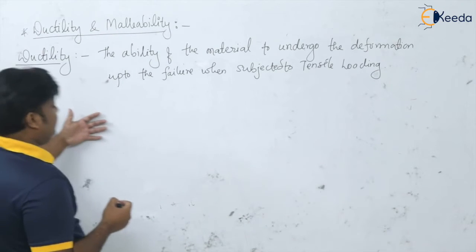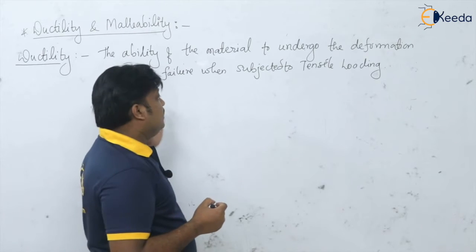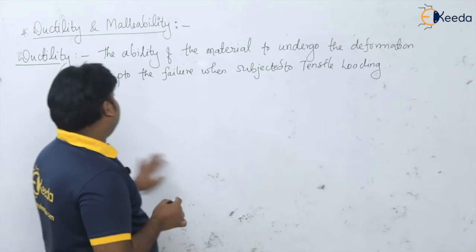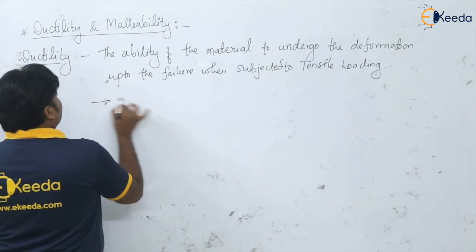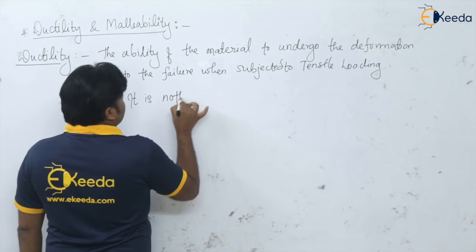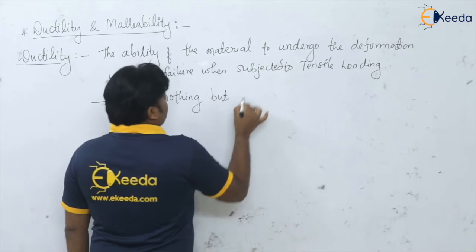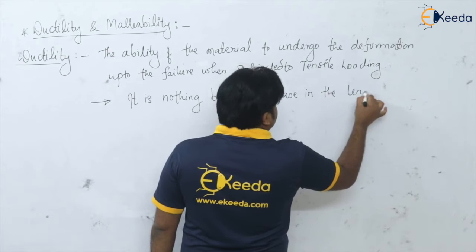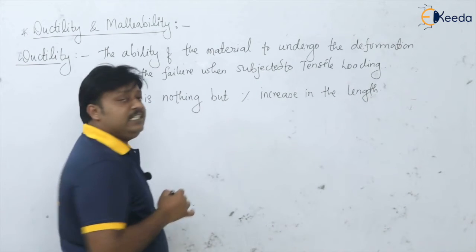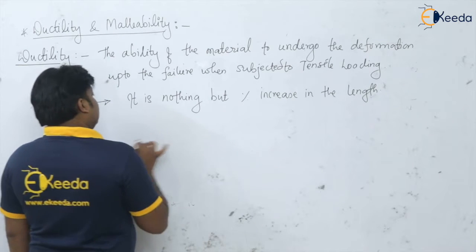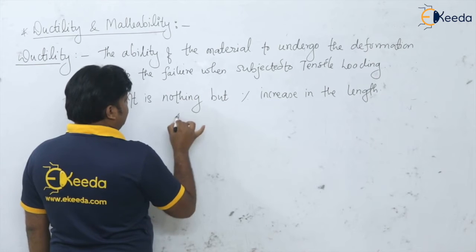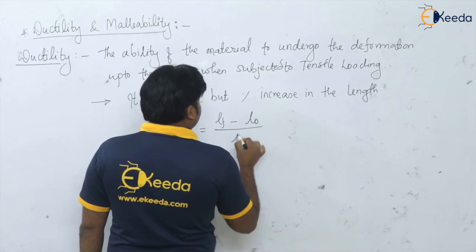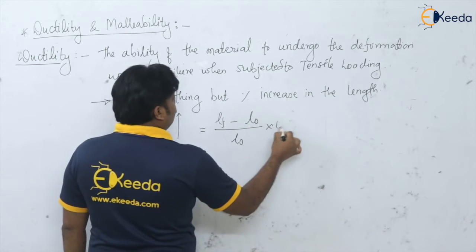In general words, we can say that this is the elongation in the given material. This is the wire forming from the material. In simple words, it is nothing but the percentage increase in the length of the material. We can define ductility as the percentage increase in length, that is, L final minus L original divided by L original into 100, isn't it?